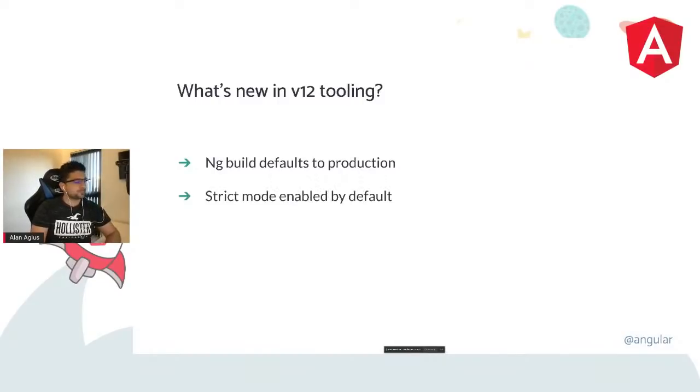Next up is strict mode. By default, all new Angular CLI projects will now be generated in strict mode. Strict mode helps catch bugs ahead of time during compilation.